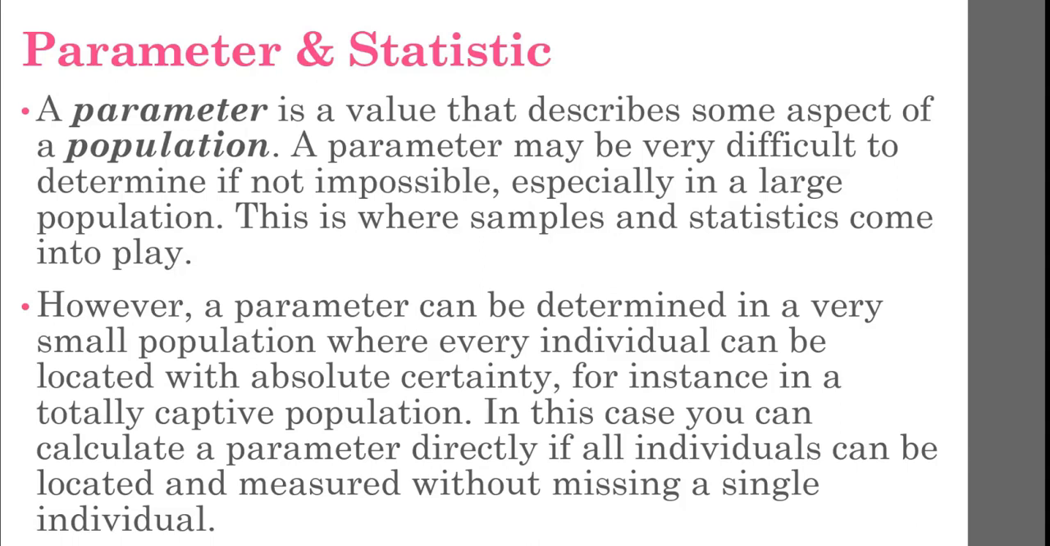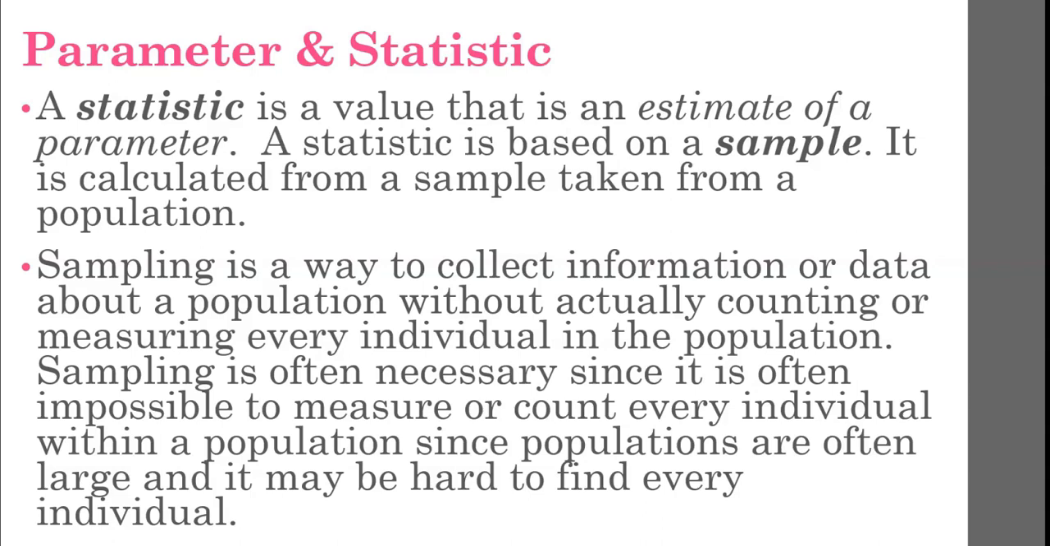For instance, in a totally captive population. In this case, you can calculate a parameter directly if all individuals can be located and measured without missing a single individual. But basically, parameters are data that we get from our population. Now, a statistic is a value that is an estimate of a parameter. A statistic is based on a sample. It is calculated from a sample taken from a population.